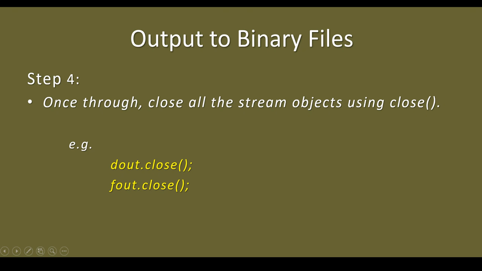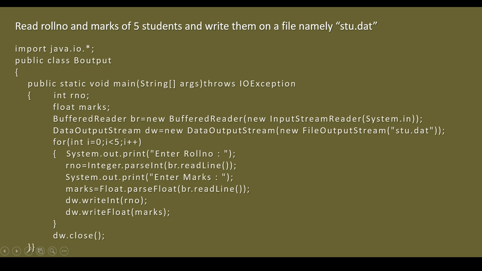So this will be the final steps. So now you are going to see the program. And now for a change, we are going to read the roll number and marks of 5 students and write them onto a file named stu.dat. Okay. So here you are not going to enter the names. You are going to enter the roll number and the marks.